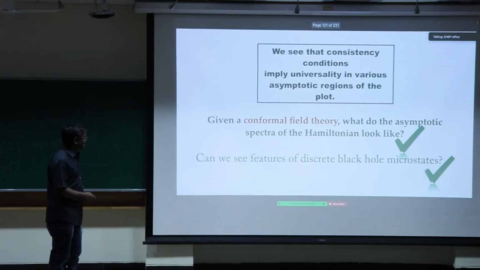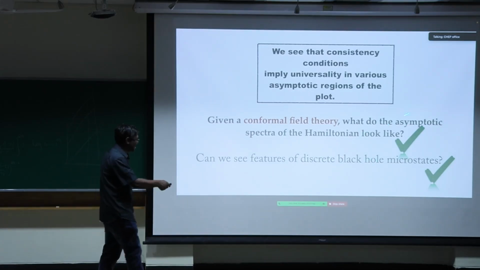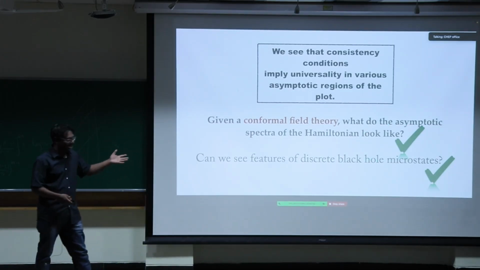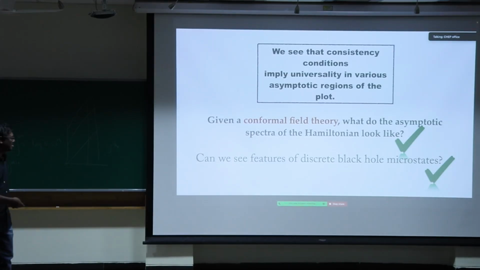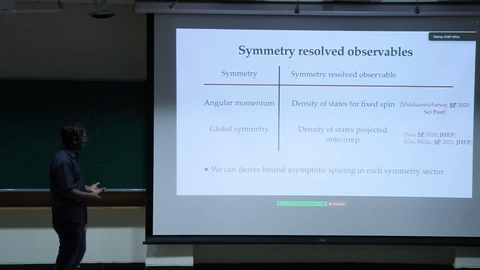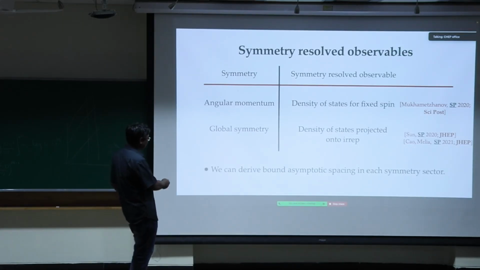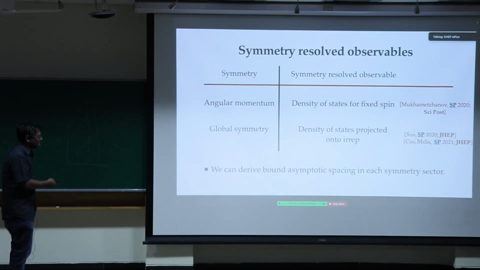Okay. So the point is that consistency conditions imply universality. I already told you these two answers. So check mark. These are basically features of discrete states of black hole microstates, because I can tell you about the level spacing now. And we can extract more refined information. So just to go over quickly, I already told you about the spin projections. I have results for every spin. So you have global symmetry.